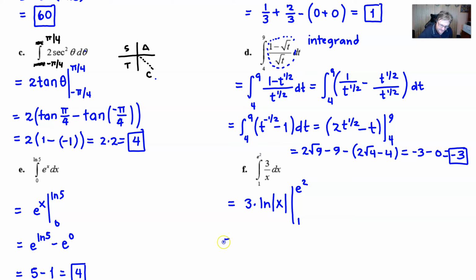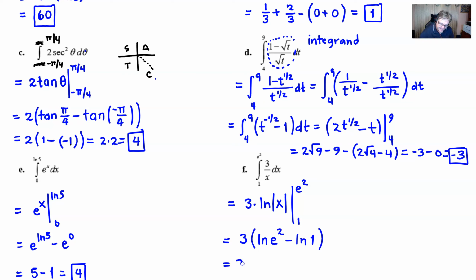Finishing up this problem, we are now going to plug in our e squared and 1. I'm going to factor the 3 out. As I plug in e squared for x, I'm going to live life on the wild side and not put absolute values around e squared. And the reason is because I'm very confident that e squared is already positive. And then I can subtract the natural log, and I'm, again, equally confident that 1 is positive, so the absolute values aren't really needed.